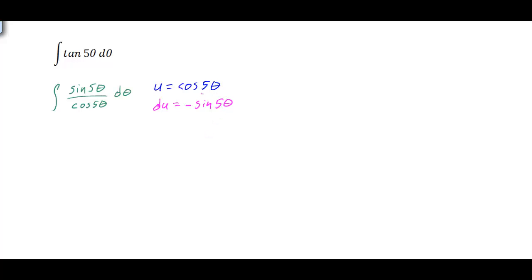Okay, so here's kind of our chain rule. We have to take the derivative of the inside, so that's going to be multiplied by the derivative of 5 theta, which is 5 d theta. And if you look, we certainly have the sine 5 theta d theta for our du. The only thing we're missing is the negative sign and this extra 5. So we can certainly multiply in by negative 5 and then a negative 1/5 out front.